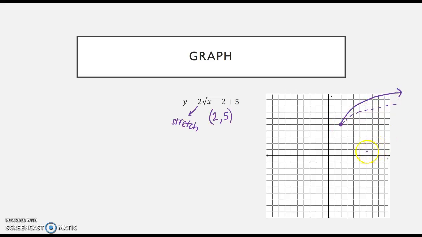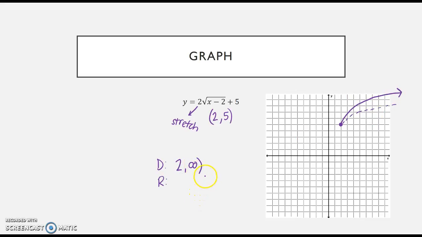We also have to look at domain and range. Remember, domain is where we have x values and range is where we have y values. So looking at my graph, I have nothing over here. No part of my graph is on the left side of that y-axis. My graph does not start until x equals 2, and then it goes to the right forever. So that means my domain goes from 2 to positive infinity.